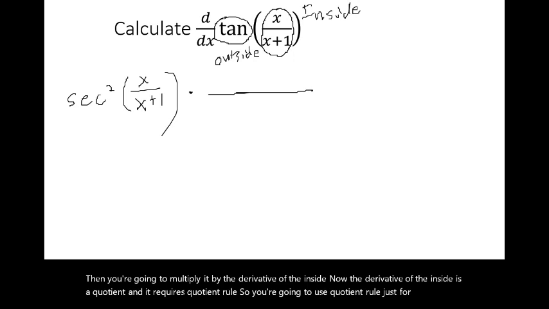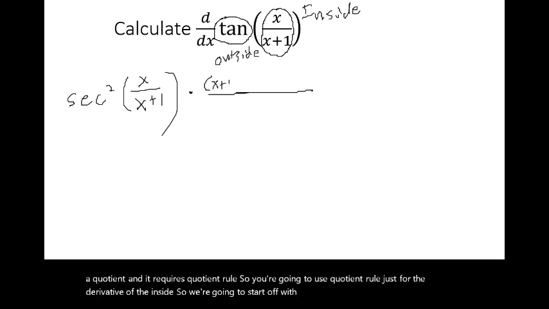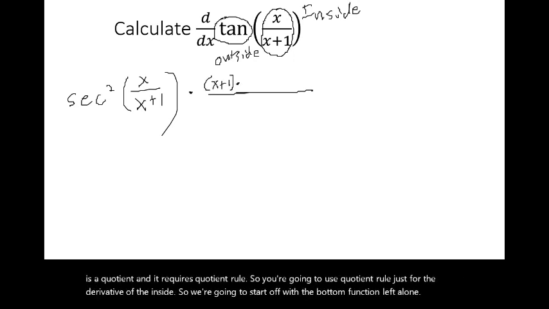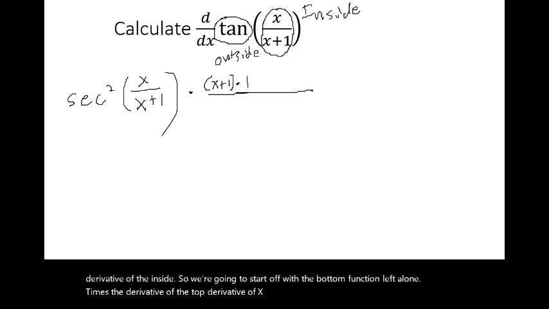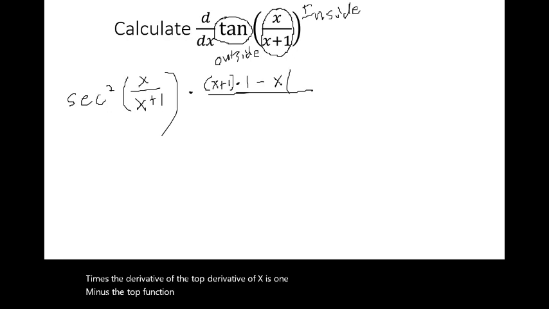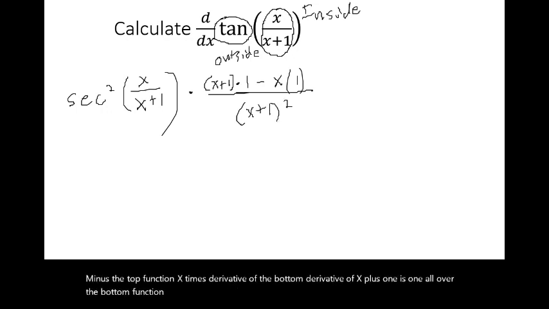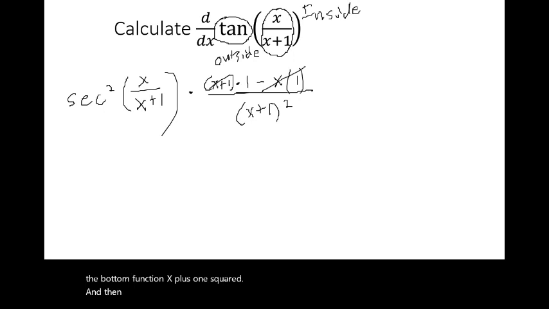So we're going to start off with the bottom function left alone times the derivative of the top. Derivative of x is 1. Minus the top function x times derivative of the bottom. Derivative of x plus 1 is 1. All over the bottom function, x plus 1 squared. And then yes, this simplifies down quite a bit.